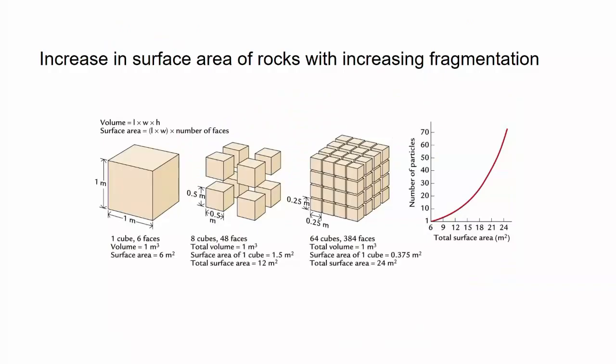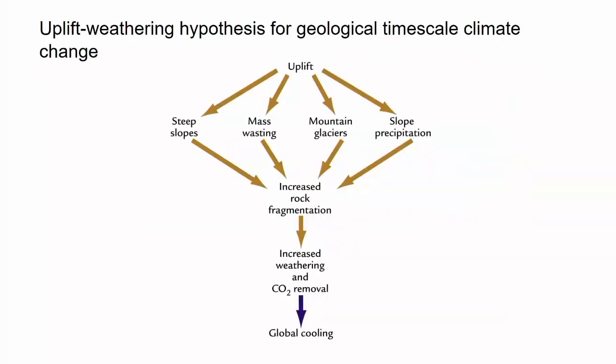And the other thing that affects weathering, other than the amount of temperature and precipitation, all that kind of stuff, are the size of the rocks. Okay? If you grind your rocks up into small little bits, you increase the surface area, and then you can increase the weathering rate. So if you have mountain uplift, okay, which is a tectonic process, which is completely independent of climate, that means you'll increase rock fragmentation, and you'll increase weathering and CO2 removal.